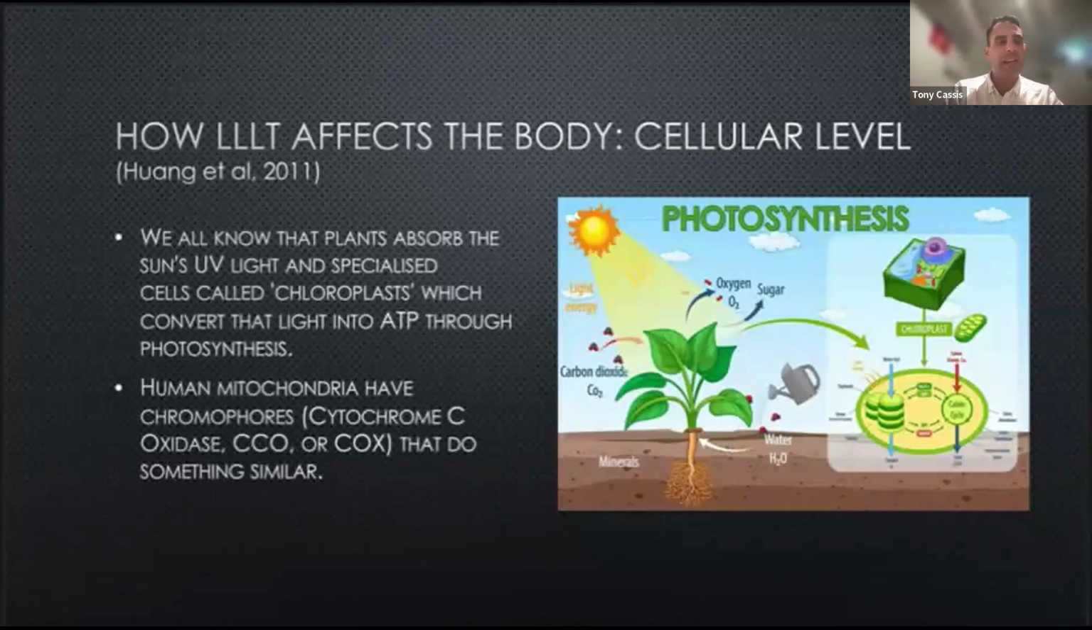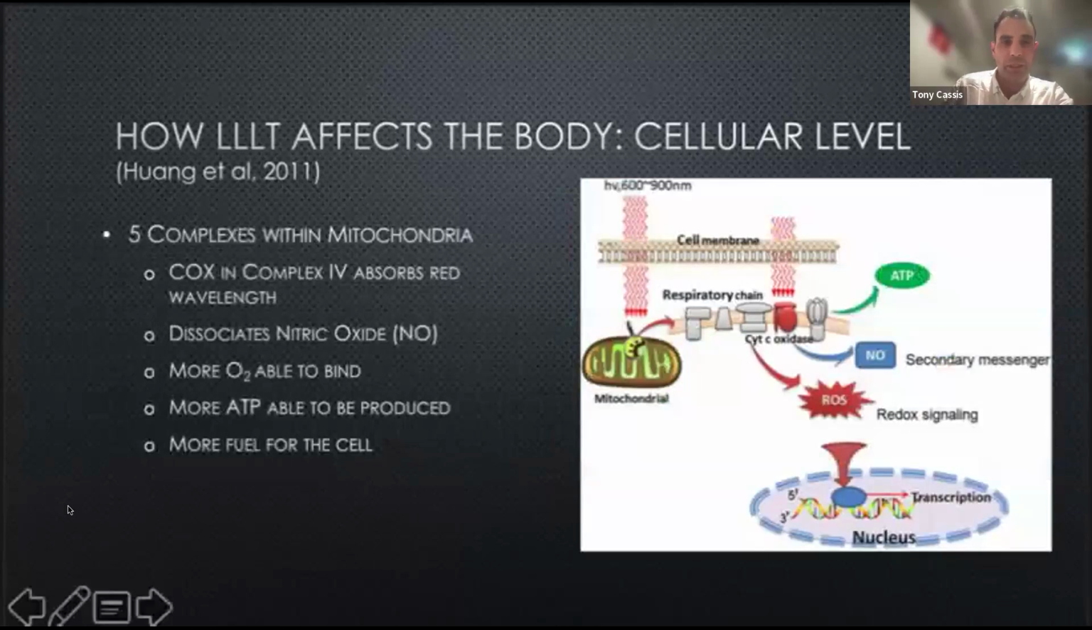So when I talk to my patients about how laser works, it's literally taking the energy, which is the wavelength the laser is emitting, and accepting that through specialized cellular components. That energy is then converted to help the mitochondria create more ATP, by allowing more oxygen to bind to the complexes within those mitochondria. I'm going to try and explain that a little better.